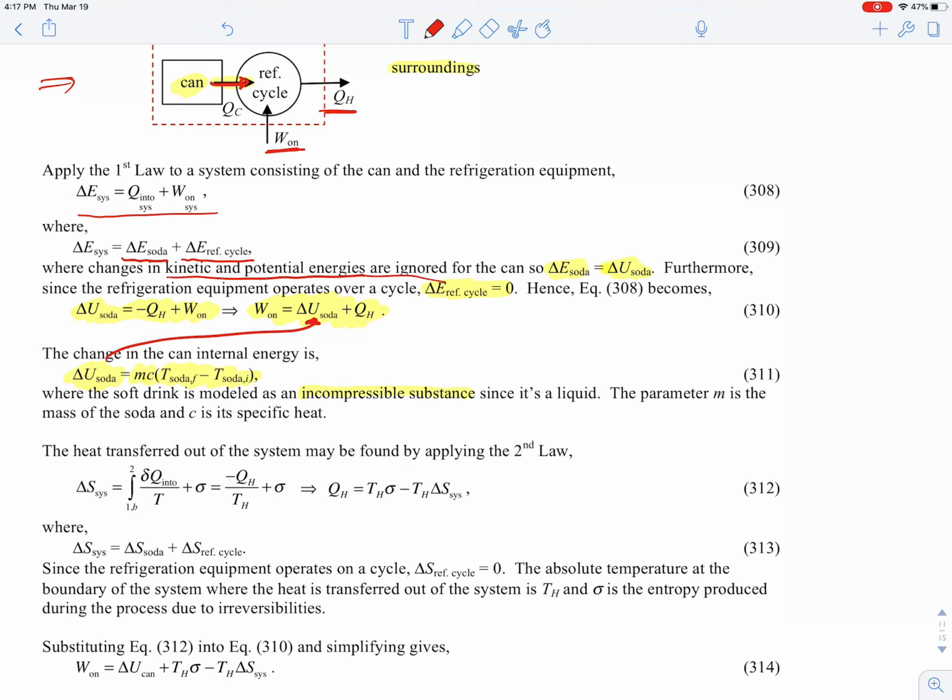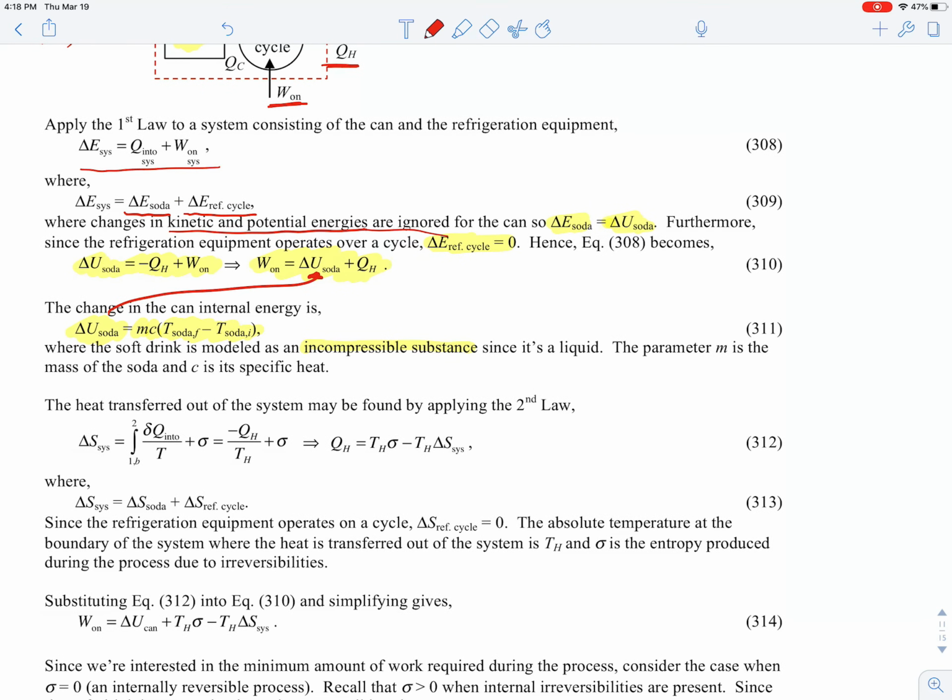Okay, so the next thing we need to find is the heat transfer, QH. So this is the heat that we have to offload out into the surroundings. So for that, we're going to actually make use of the second law. And the reason I'm doing this is because we're trying to find the minimum amount of work to make this happen. So the minimum amount of work that we'll have to put into this cycle corresponds to one where we would have no internal irreversibilities. Remember, irreversibilities are the non-ideal case.